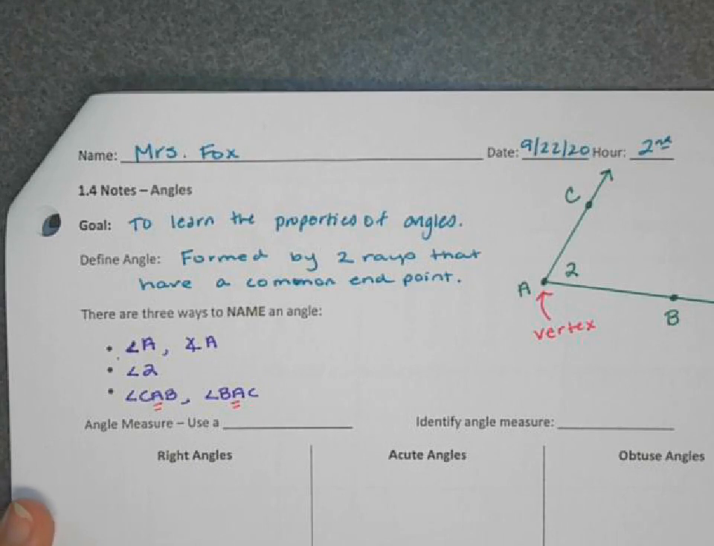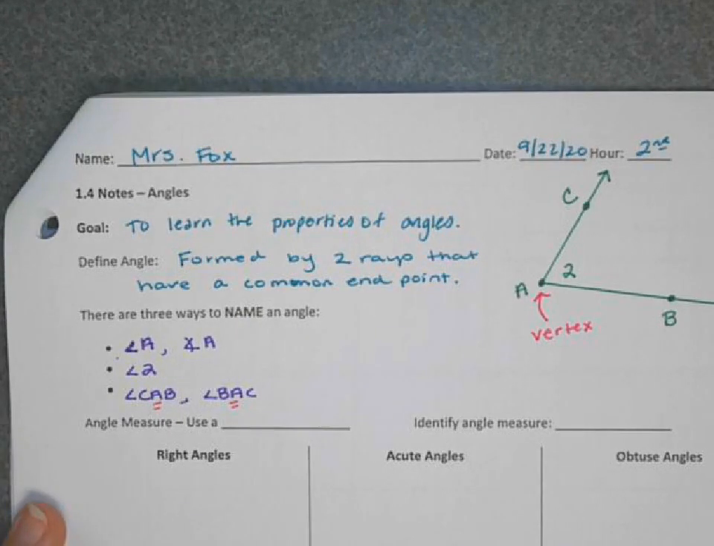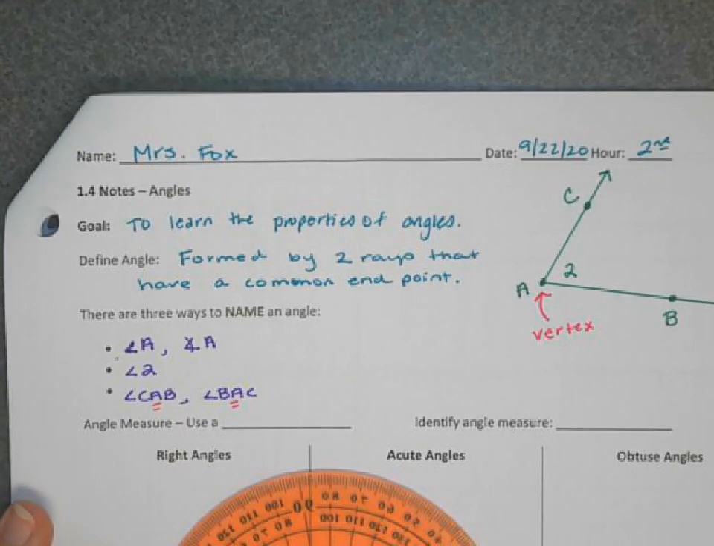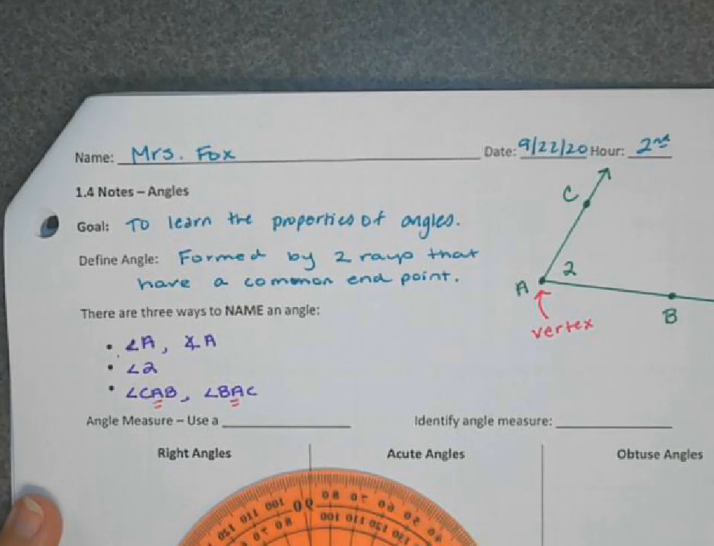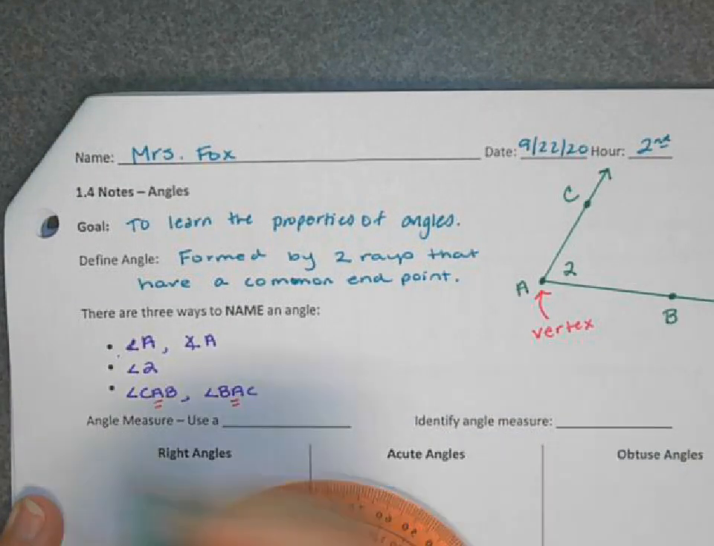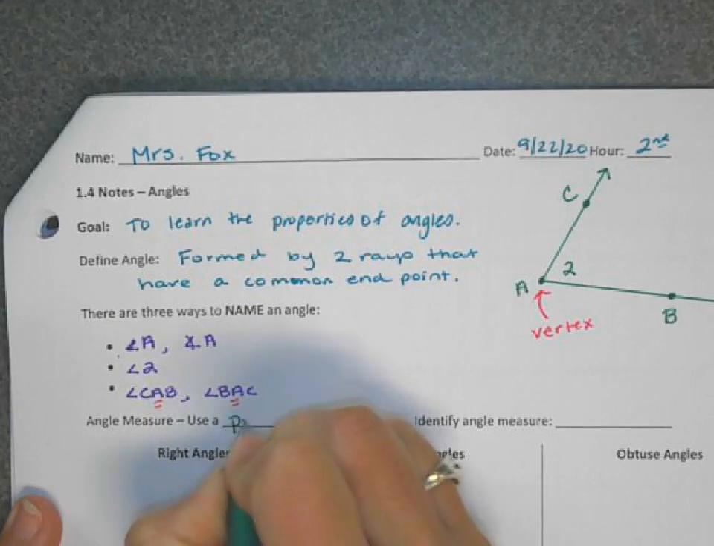In order to measure an angle, we will use a protractor. That is this tool that we just handed out, that we also used as a straight edge. So to find the angle measure, you're going to use a protractor.